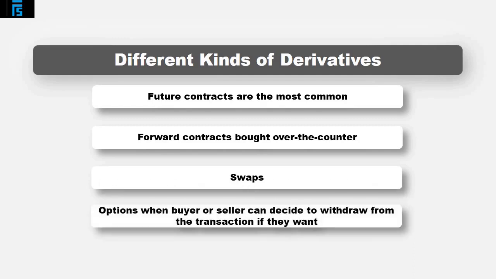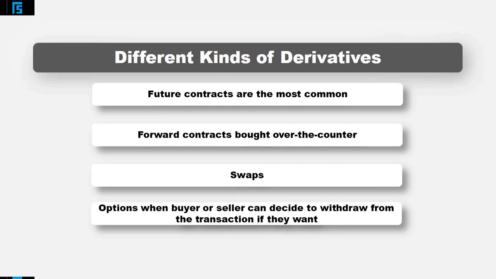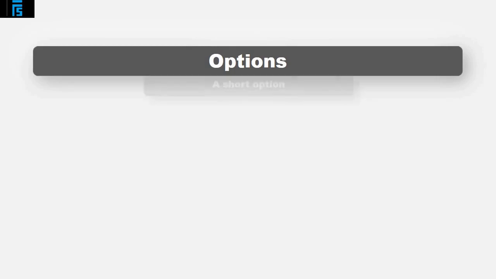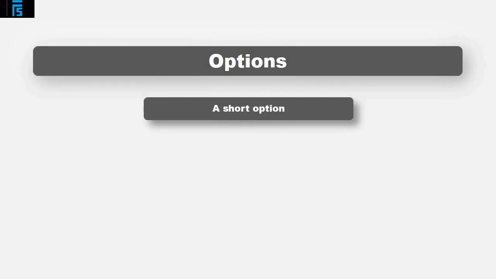And finally, options. These are similar to futures. The key difference is the buyer or seller can decide not to go ahead with the transaction if they don't want to. An option can be short, where an investor expects the value of the asset to fall. They sell shares of borrowed stock. This works by the investor borrowing shares from a dealer and paying interest for this loan.